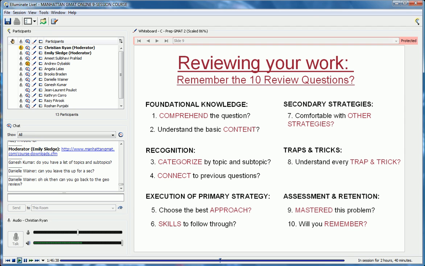And then I'll go back to the geo review. And topics and subtopics. Topics and subtopics are the titles of your chapters. That's really it.